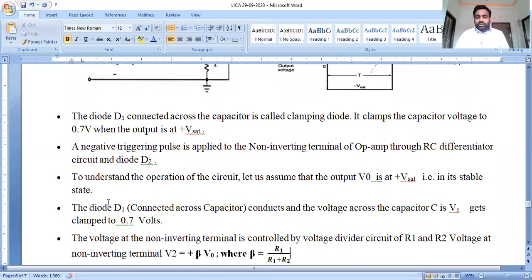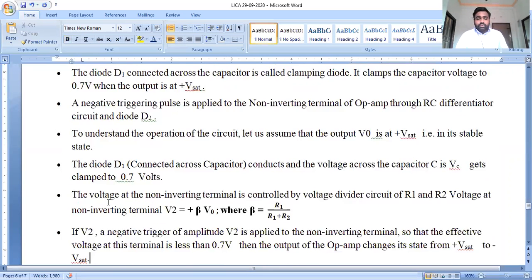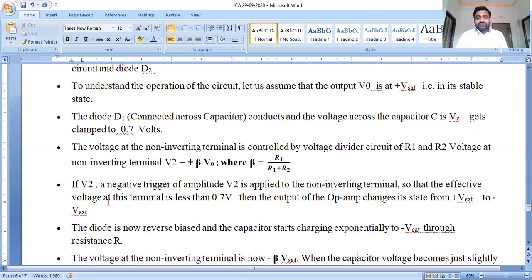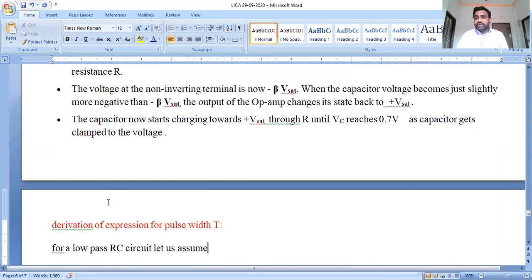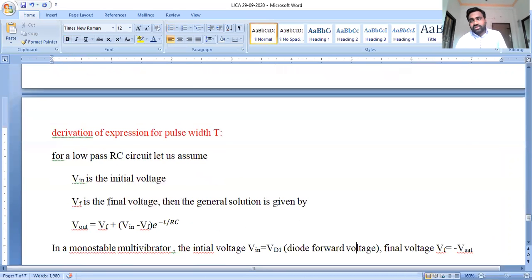That is what we analyzed here in our theoretical analysis. So if we calculate the time period for this particular circuit of a monostable multivibrator, Vi is nothing but the initial voltage, and Vf is nothing but the final voltage.